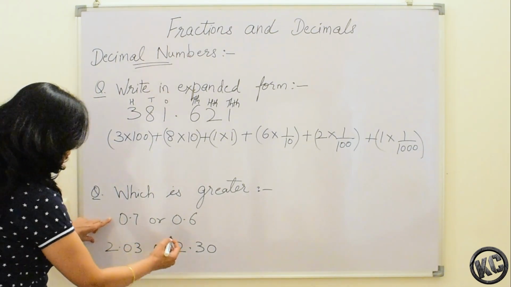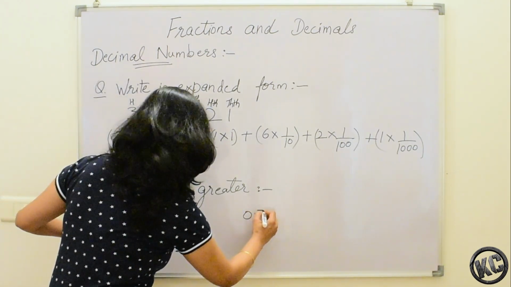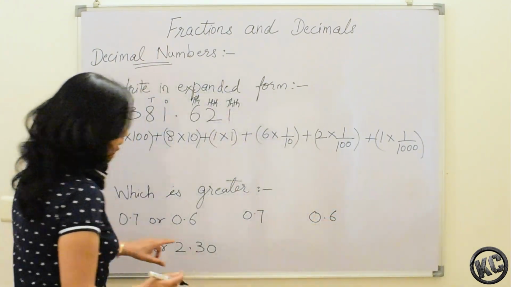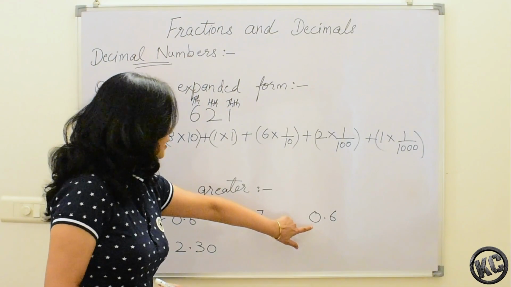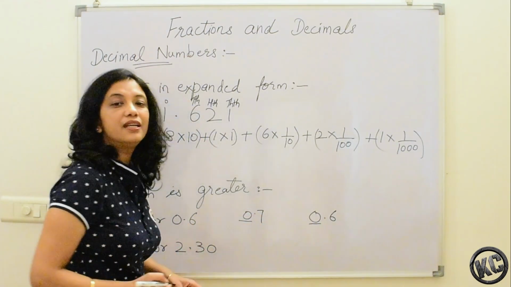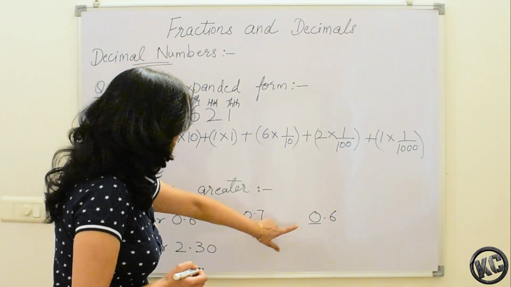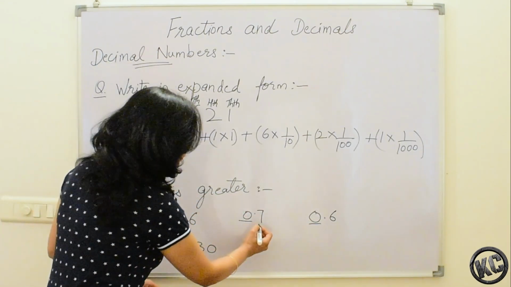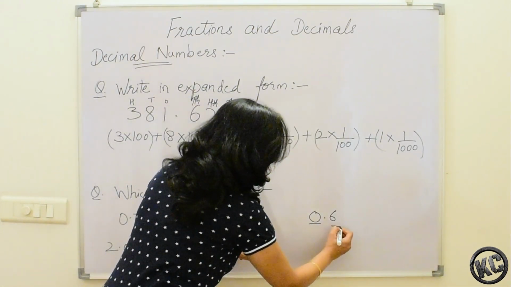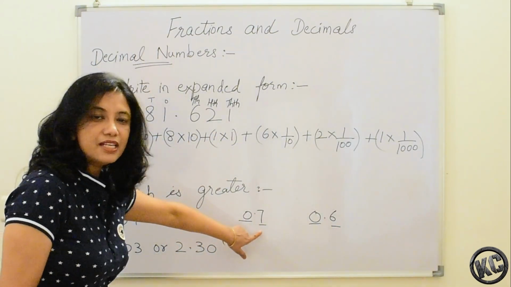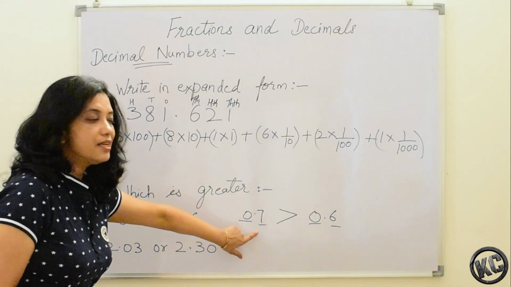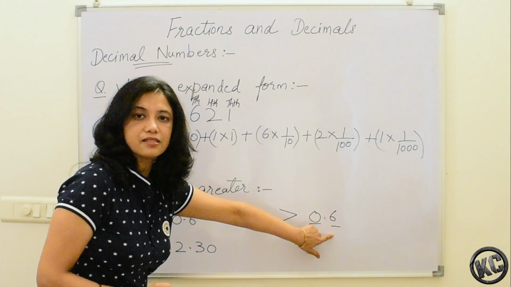See, in this question 0.7 and 0.6. In both these numbers we see the whole number part is the same. It is 0. Now we will compare the decimal part. In the tenths place, here it is 7, here it is 6. Which is bigger? 7 is bigger than 6. So 0.7 is greater than 0.6.